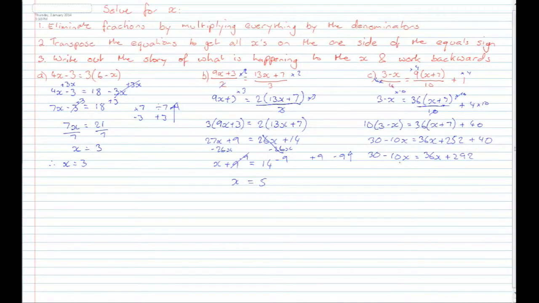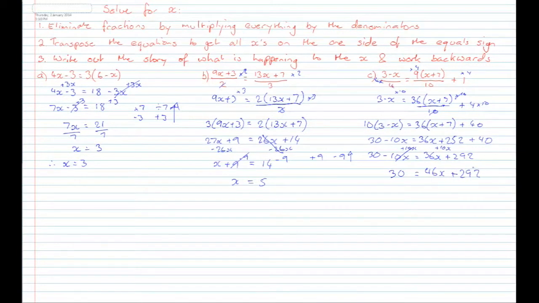Alright, let's move some things around now. So we're going to add 10x here to move it over to this side, just to make it a little bit easier. So you're going to go plus 10x to move it over, and plus 10x ends up getting us 30, these will cancel out, is equal to 46x plus 292.